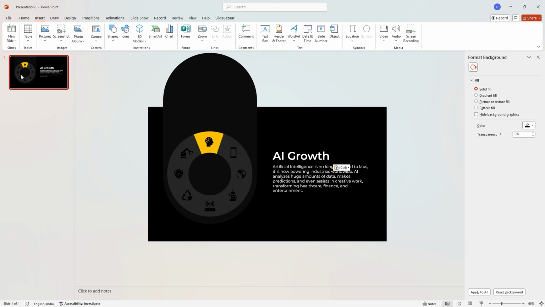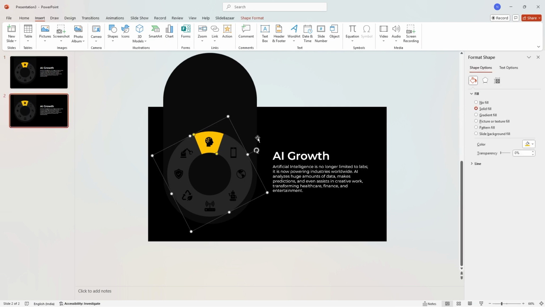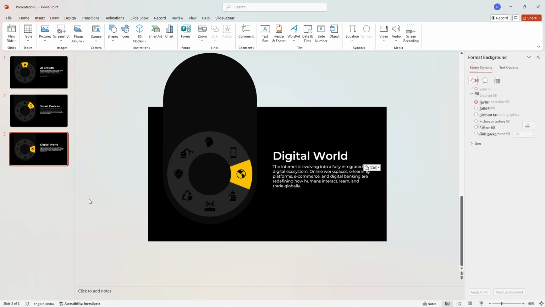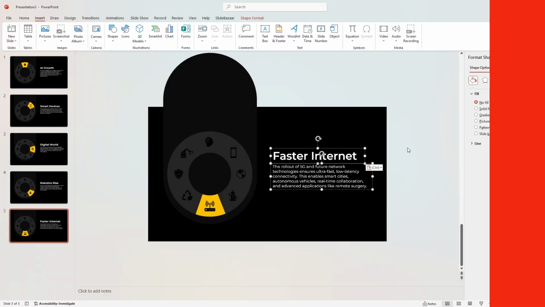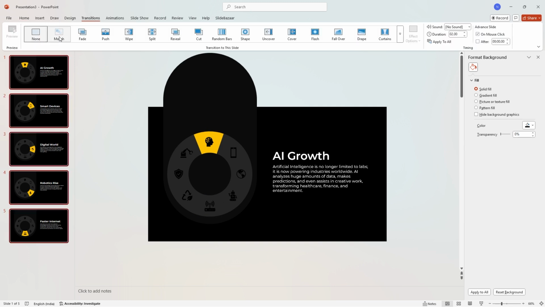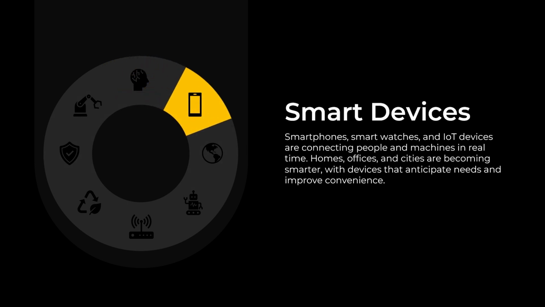Once that is done, duplicate the slide and rotate the block arc as shown, and then change the text. Keep repeating this as many times as needed. Finally, select all slides and apply the morph transition. Set the duration to 1.5 seconds as well, and this is what you get in the end.